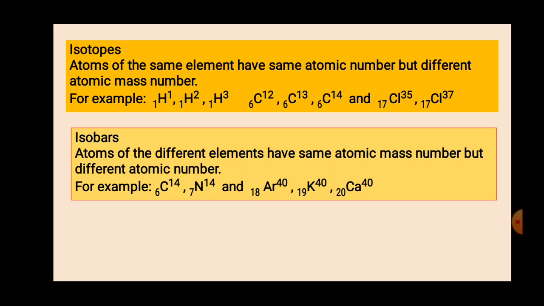And for isobars, same thing. If an example is asked, then carbon 14 and nitrogen 14, both you should write. Don't write only one as carbon 14 and 6. Both you should write, carbon and nitrogen, 14 and 14. You have to show different elements having the same atomic mass number.